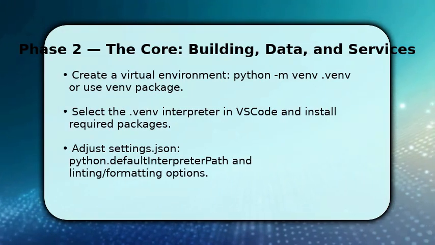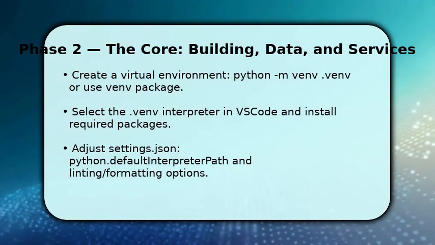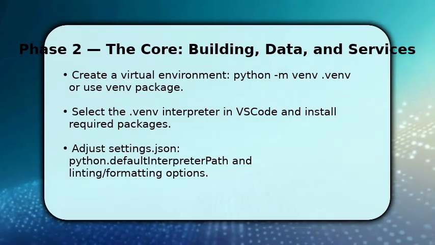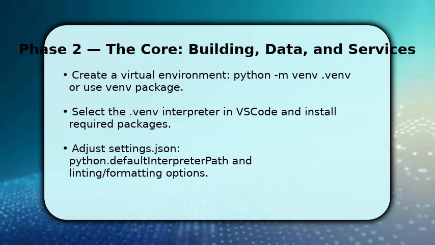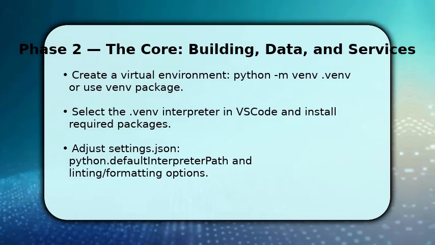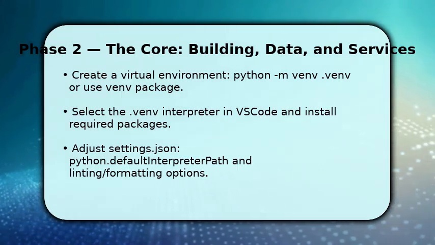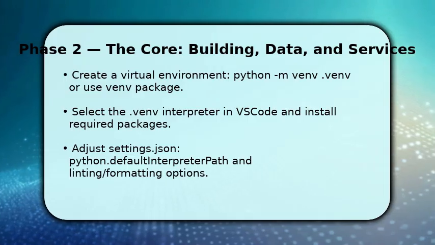Next, create an isolated environment, python -m venv venv, so dependencies stay local. Activate it in the integrated terminal, then select that venv interpreter in VS Code. This ensures the editor runs, debugs, and installs packages into the right environment.